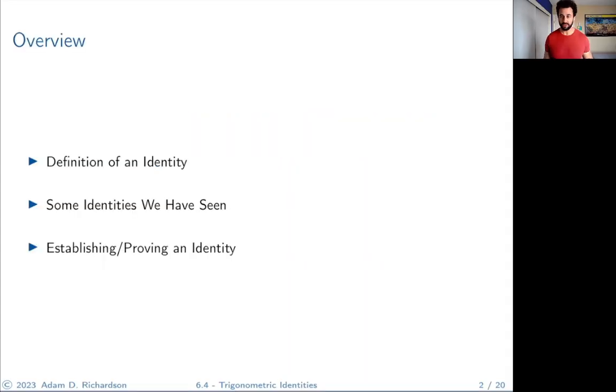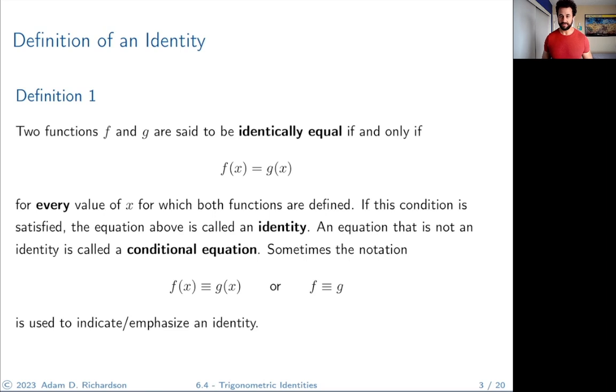So let's get started. All right, 6.4. So here's an overview. We're going to talk about the definition of an identity first. We'll review some identities that we've already seen. Then we'll go through the process of how to establish or prove an identity with a whole bunch of different examples. And then you'll get to practice on the homework. So let's start with the definition.